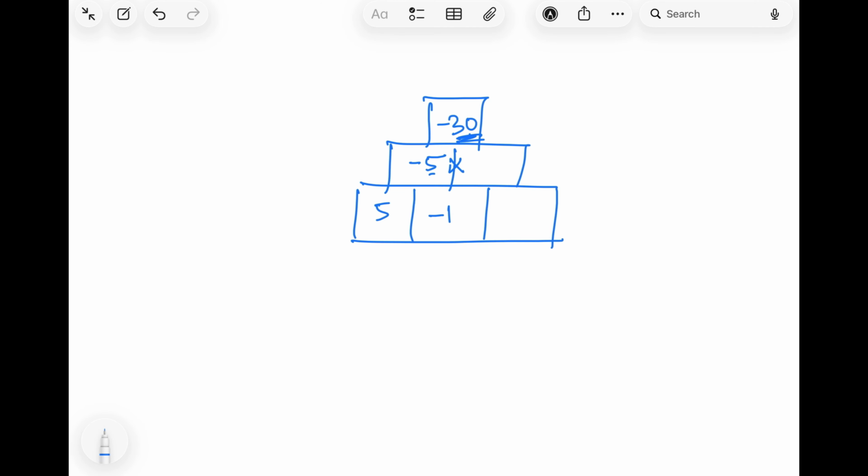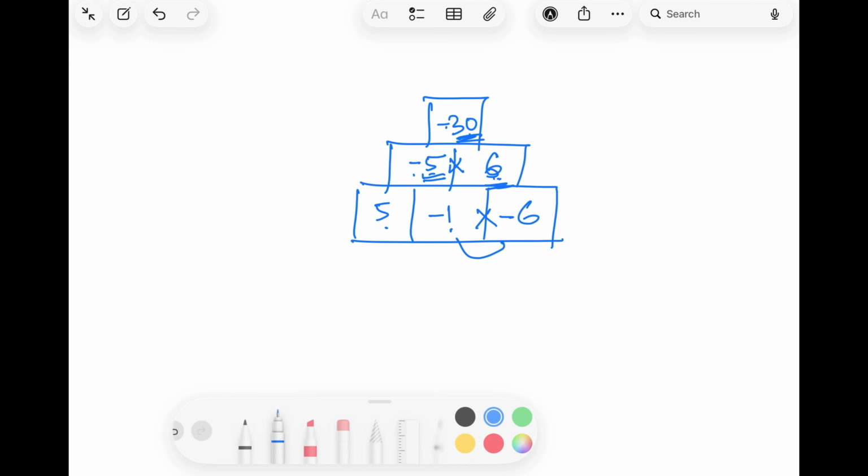So minus 30 divided by minus 5. So both are minus. So the answer will be in positive. 30 divided by 5 will be 6. So this is minus 5 into 6. I'll get minus 30. Correct. And see, 5 into minus 1, I am getting minus 5. Clear? And then I have 6 here. That means here by multiplying these two numbers I should get 6. So I already have minus 1. So you divide 6 by minus 1. What do you get? Minus 6. So the answer is minus 6.